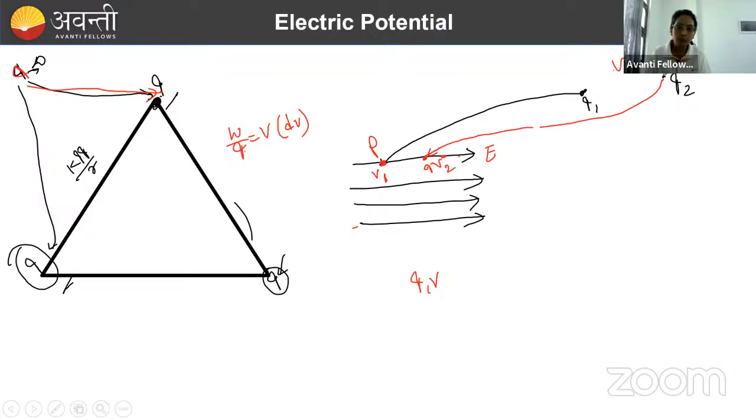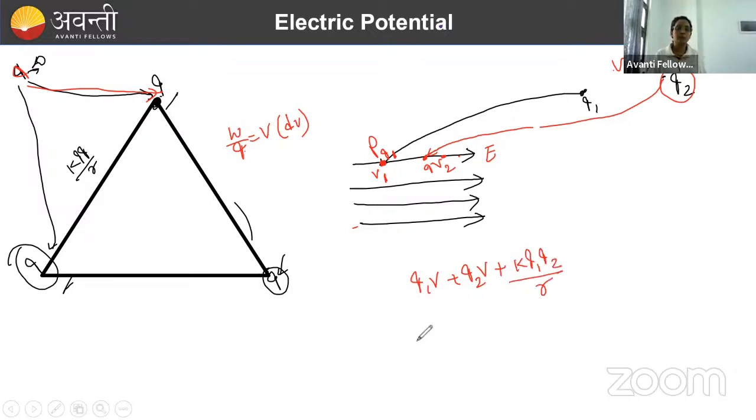So on this Q2 charge, work will get done by two things. First is the external electric field, and second is the Q1 charge already present here. So work done by the electric field on Q2 will be Q2 V, and work done by this Q1 charge will be equal to what? That is because of the two charge system.